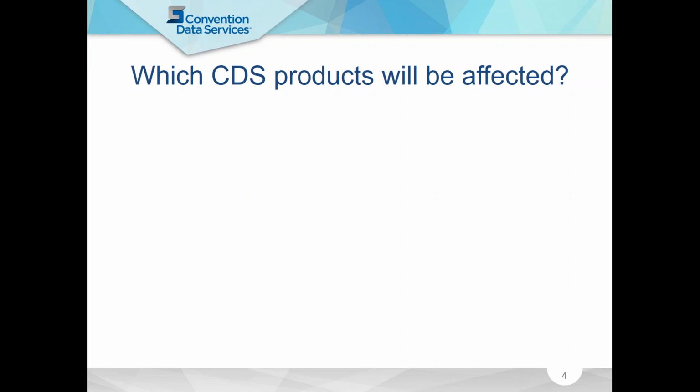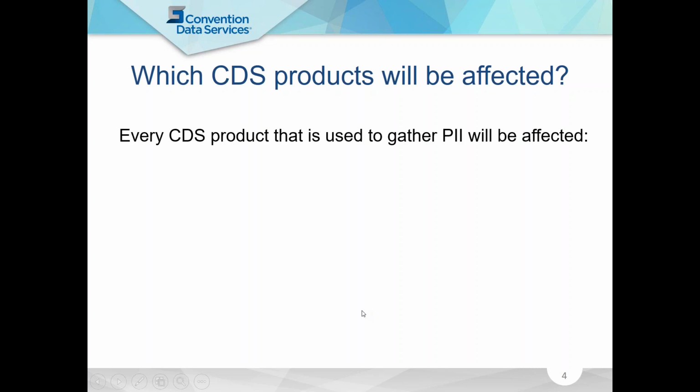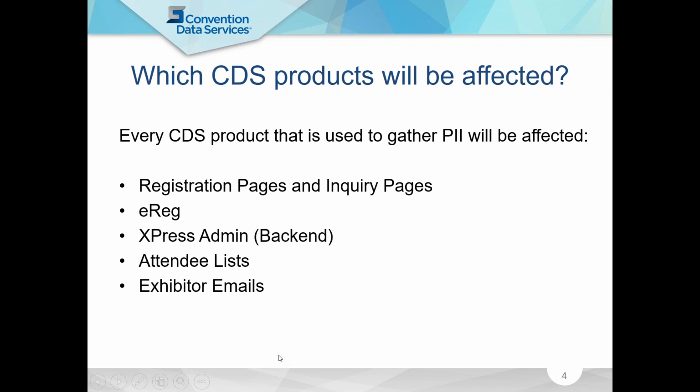Which CDS products will be affected? As you can well imagine, every CDS product that we have that collects personally identifying information is impacted by the regulations. So that basically means registration pages, inquiry pages, our eReg system, our Express admin, also known as the back end, attendee lists, and exhibitor emails. These are all impacted by GDPR.